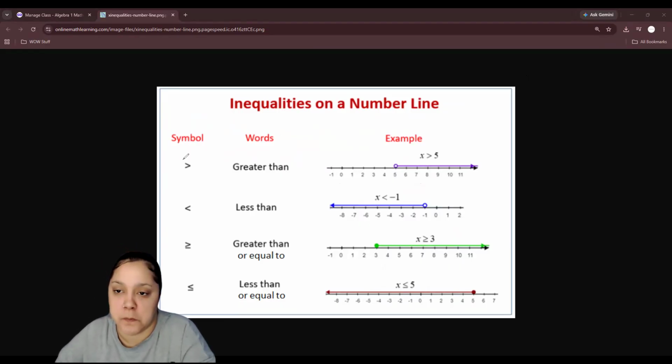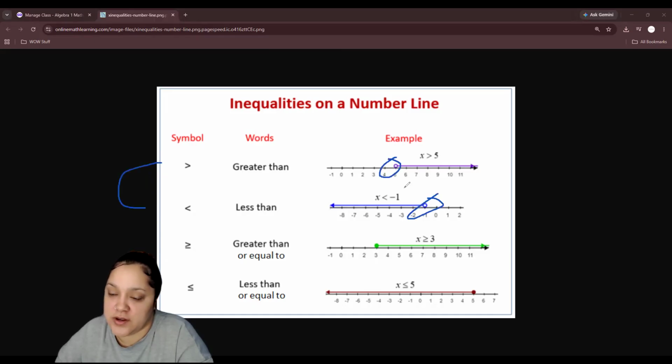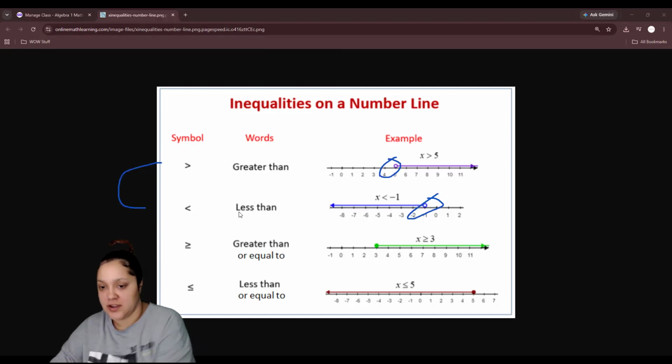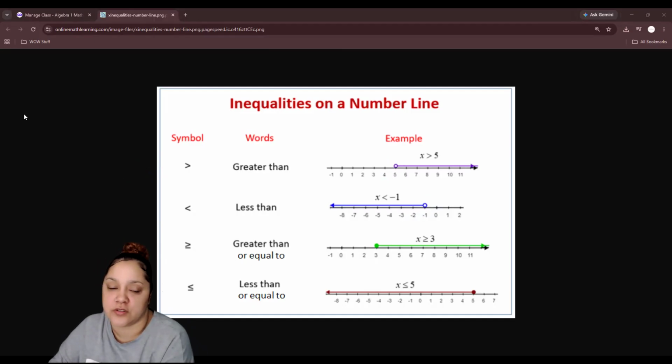a little more advanced. So we have the symbols here: greater than, less than, greater than or equal to, less than or equal to. These two are open circles on the number line, which you can see, and these two are shaded-in circles. Whenever you see something shaded in, you know it has the "or equal to" with it. So x is greater than 5. You want to shade to where it's greater than 5. That's why it's an open circle on 5, and you shade to where it's greater than.